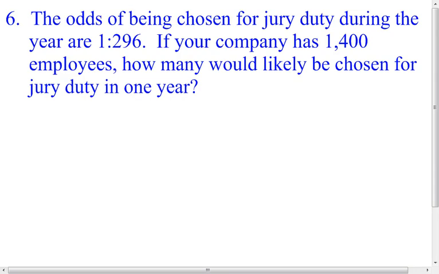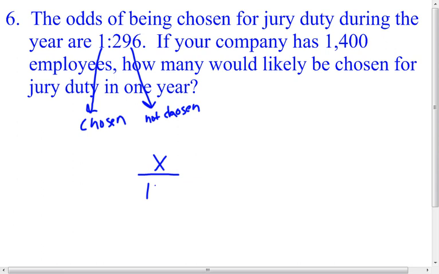All right, and the last one. The odds of being chosen for jury duty during the year are 1 to 296. If your company has 1,400 employees in it, how many would be likely chosen for jury duty in 1 year? All right, so this means the odds of being chosen. So this means that you're chosen because it's odds. This means that you're not chosen. Okay? I want to know how many people out of 1,400 are going to get chosen for jury duty.